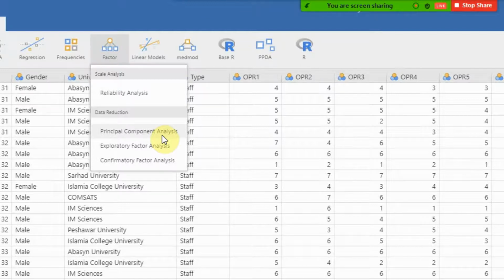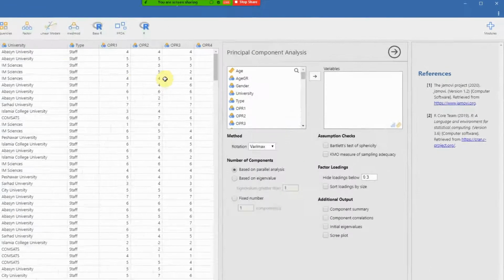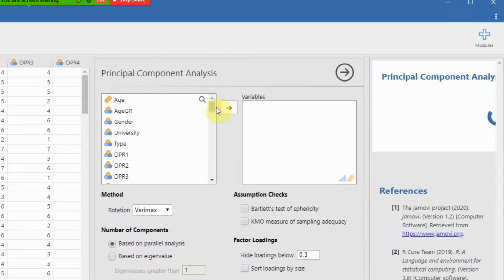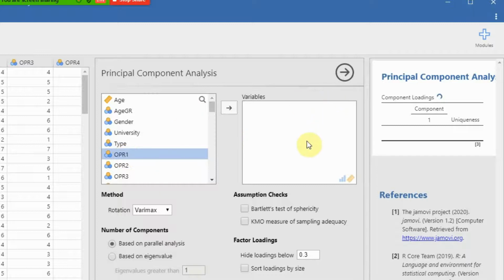Actually, exploratory factor analysis has 2 methods: principal component and principal axis factoring. We normally go for principal component analysis because we want to extract the principal components that exist in a data set. So we go for principal component analysis, and here we see all the items that are part of my study. So let's put all these in here and see what we get.